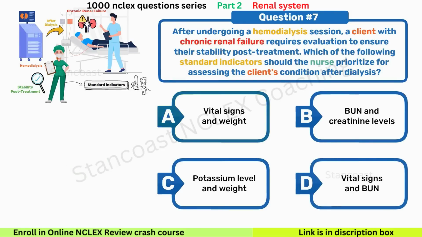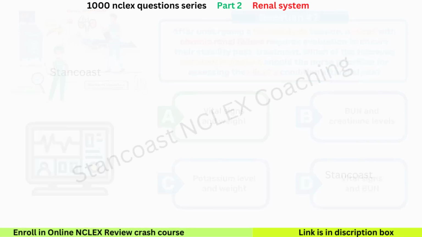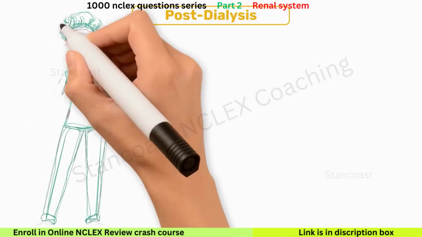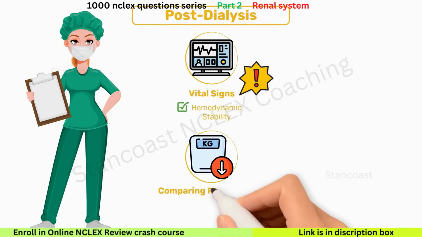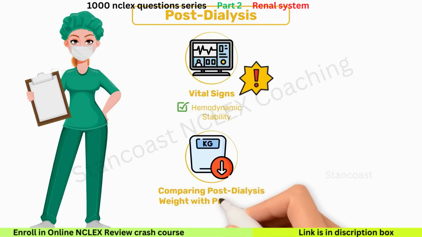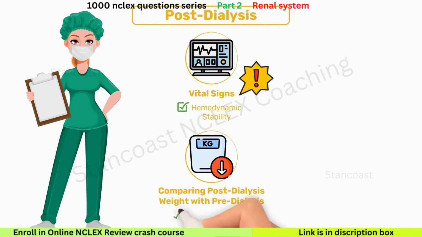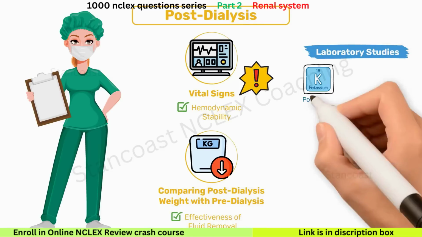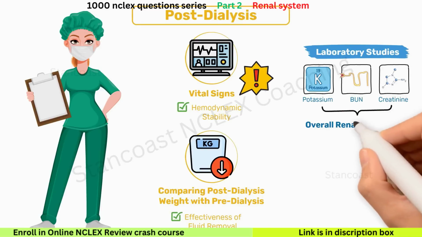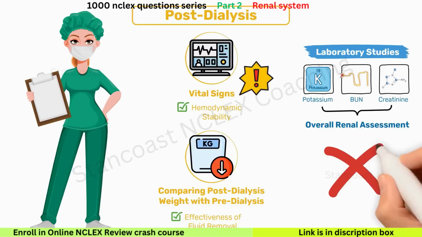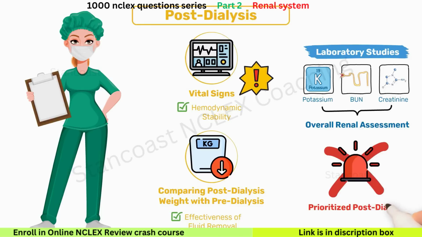Correct answer: A. Vital signs and weight. Post-dialysis, monitoring the client's vital signs is crucial to ascertain their hemodynamic stability. Additionally, comparing the client's post-dialysis weight with their pre-dialysis weight is essential to evaluate the effectiveness of fluid removal. While laboratory studies such as potassium level, BUN, blood urea nitrogen, and creatinine levels are integral components of overall renal assessment, they are typically not immediately prioritized post-dialysis.